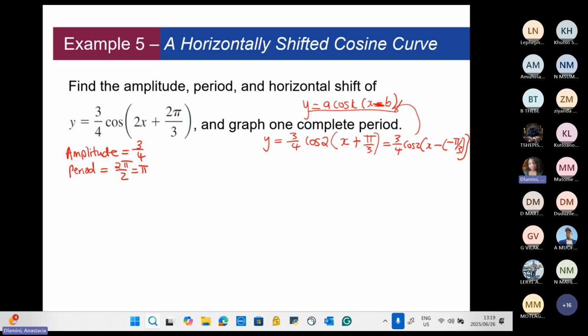So now, do you see it looks clear that our k is 2. And then what is our phase shift or horizontal shift? Negative pi over 3. Well done. We know this is our b, isn't it? So this is our negative pi over 3. So what shift is this? This is a shift to the left, pi over 3 units to the left.